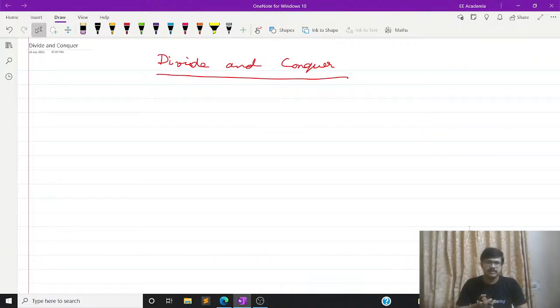As the name suggests, divide and conquer means if we are given a problem, we want to divide the problem into many subproblems, and then we want to solve these subproblems. After solving the subproblems, we want to combine them. That means conquer, the solution for this problem.